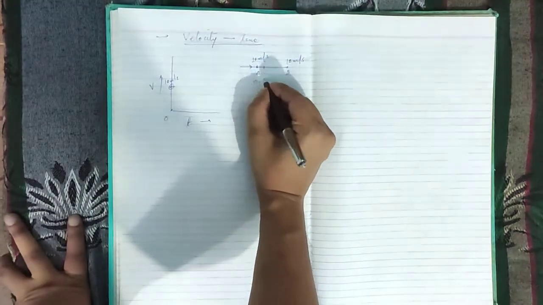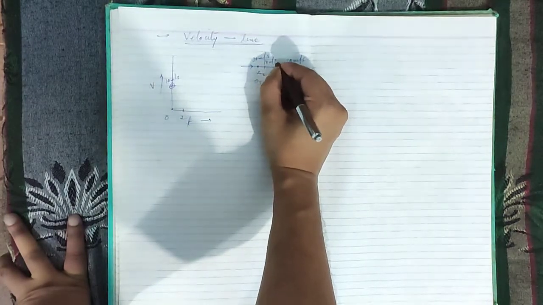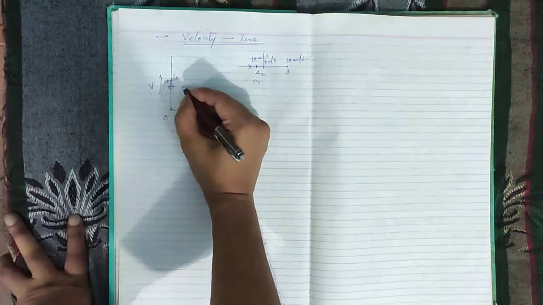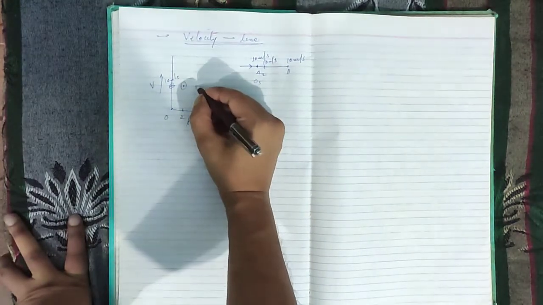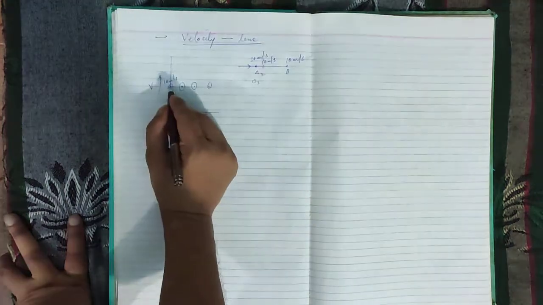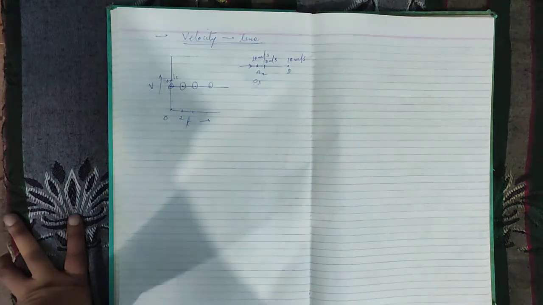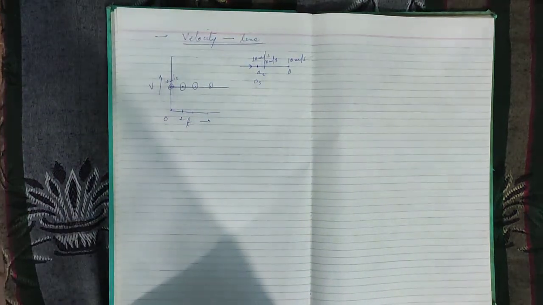After 1 second or 2 seconds I plot again at 2 seconds. At 1 second its velocity is 10 meters per second, so the point will remain over here like this. And the third case again 10 meters per second. At fourth again 10 meters per second. So as you can see, the graph will be a straight line, but a straight line parallel to the x-axis.